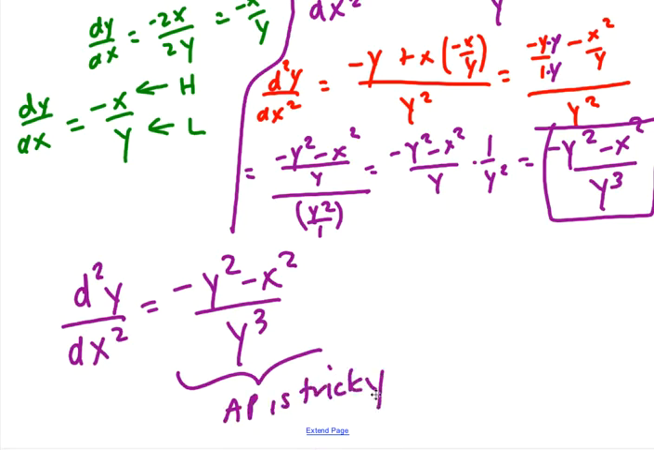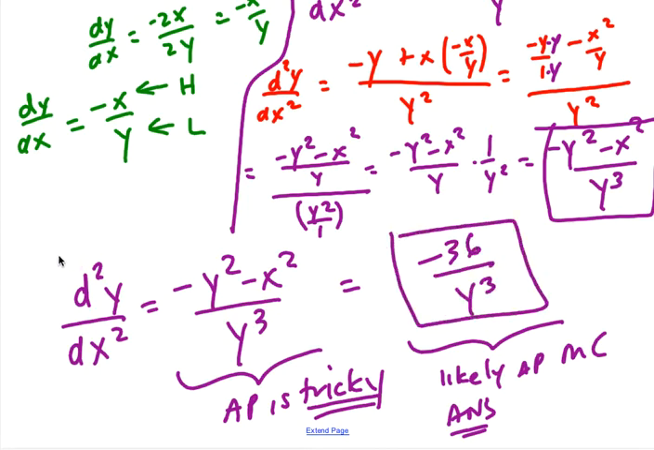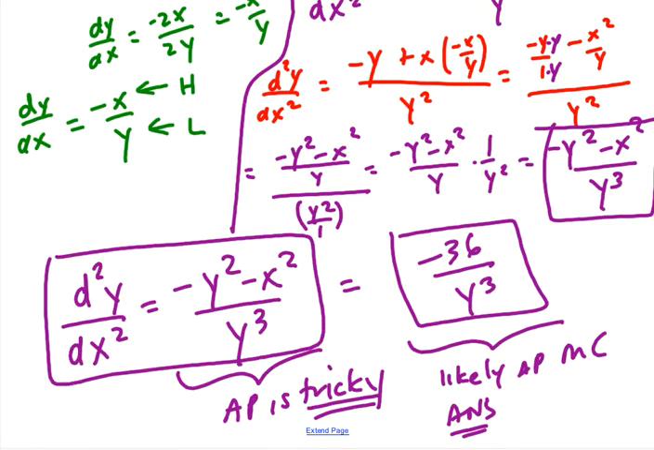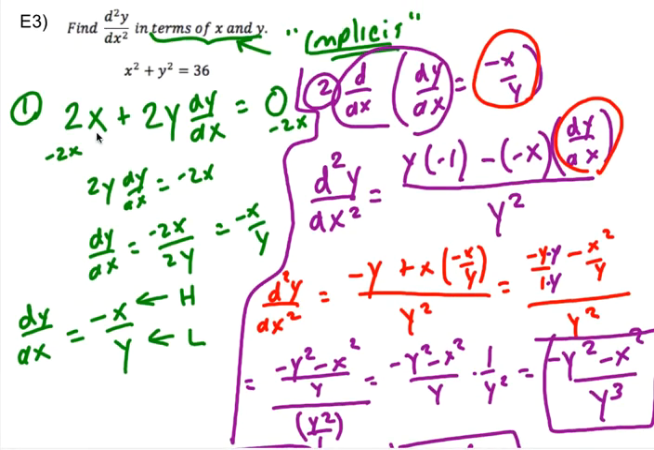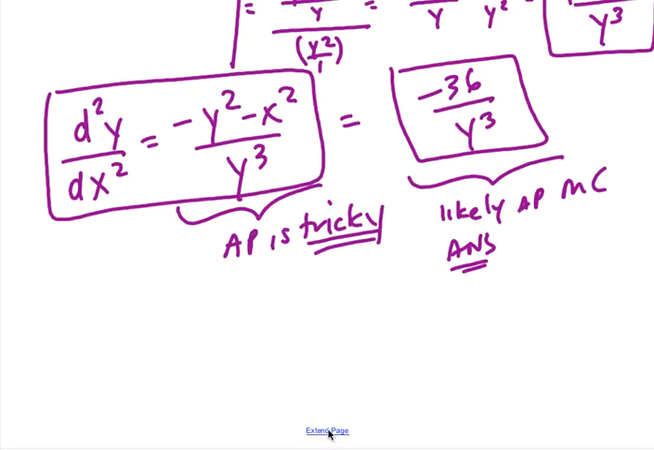So if I were the AP, my likely AP multiple choice answer would be a negative 36 over y cubed. And you're probably like, oh, hey Hogan, where on earth did you get this negative 36? Well, let's go back up for a sec and look at this. The original value of the function I was given, if I extend my page a little bit, remember that we were originally given that x squared plus y squared is a 36.